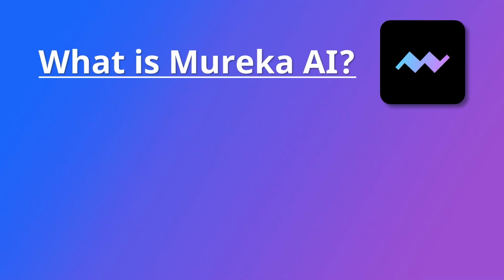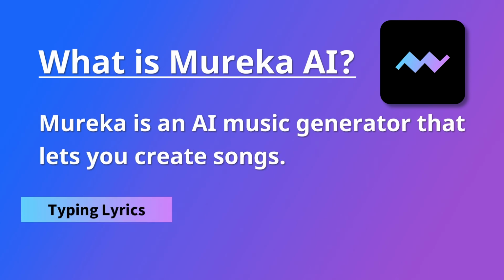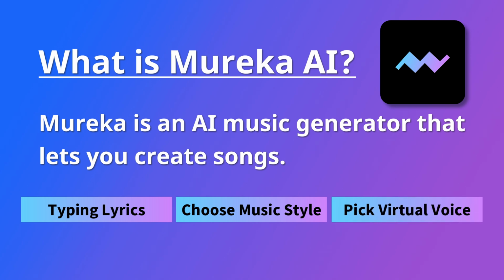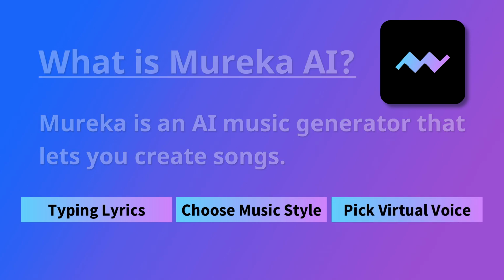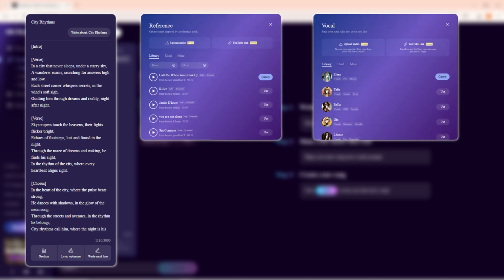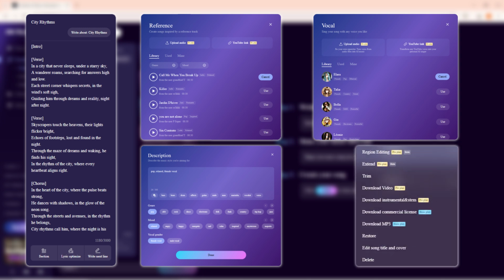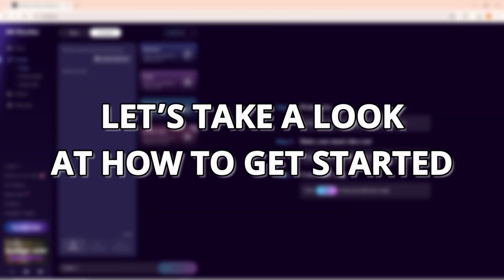So what is Mureka AI? Mureka is an AI music generator that lets you create songs by typing lyrics, choosing a music style, and even picking a virtual voice to sing your song. You can write custom lyrics, use reference tracks for inspiration, choose from a variety of AI voices, select music genres, instruments and vocal moods, and generate full songs with vocals, instrumentals and downloadable stems. Pretty impressive, right? Let's take a look at how to get started.